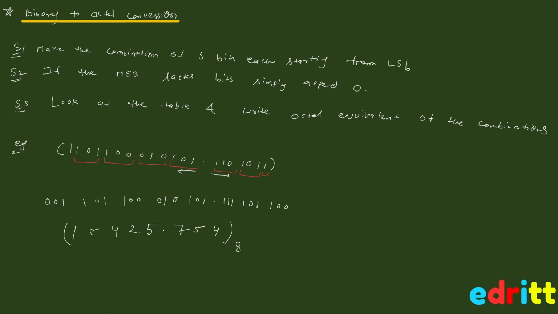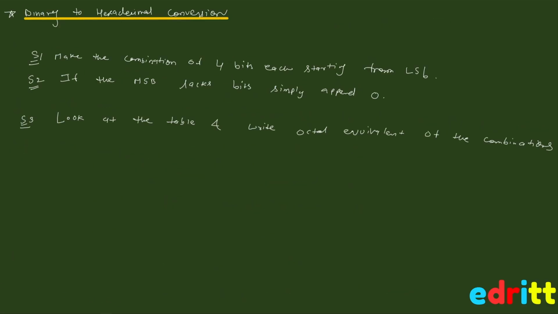Easy, right? Let's quickly see hexadecimal also and then conclude this lecture. Again, binary to hexadecimal conversion requires the same steps, except that here you have to make combinations of 4 bits instead of 3. And again you need to append zeros, such that the combination for the MSB becomes 4 bits long. Then you simply look at the table and write the hexadecimal equivalent of the combination. So again, let's take an example.